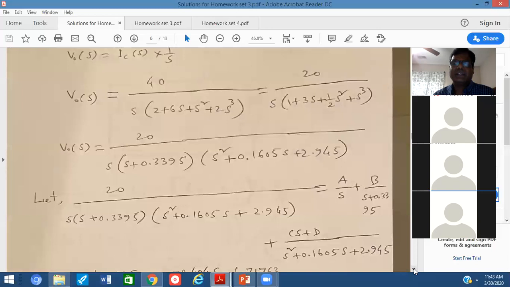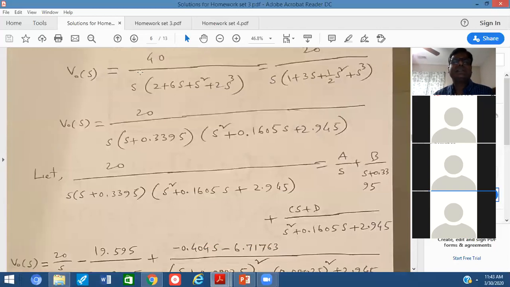Now see the next page. So the V naught is this one.